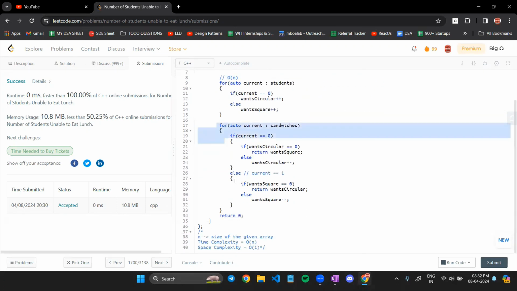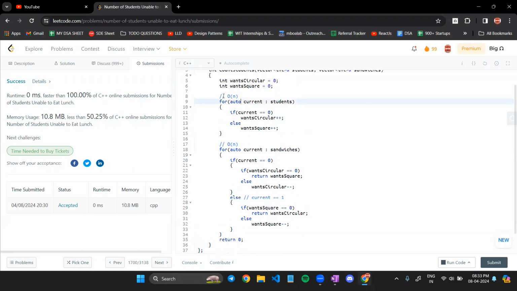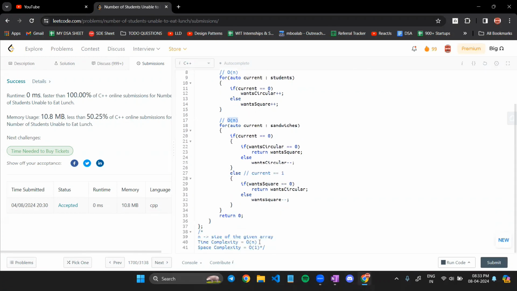Now what are we doing over here? Over here we are iterating over the sandwiches array. So it means that over here, we would be processing all the n elements, correct, in the worst case. And what would be the worst case? The worst case would be that all students eat their lunch, correct? Because then only we would be iterating over all the elements of the sandwiches. So this will also cost us order of n time complexity. So order of n plus order of n will give us order of 2n. Since 2 is a constant, we can ignore it and we'll get order of n as the time complexity, correct?